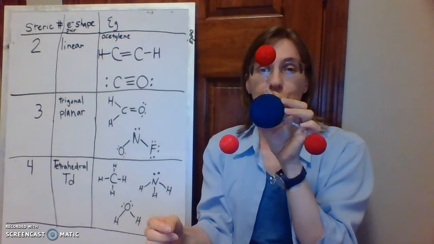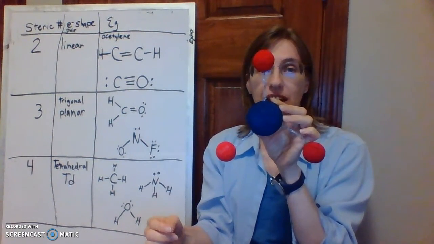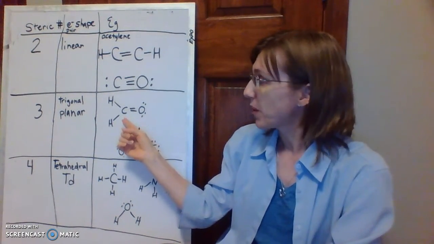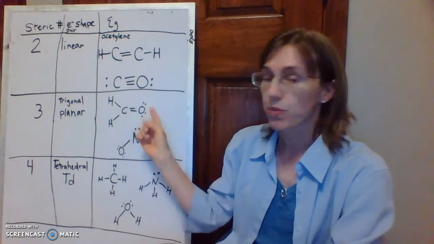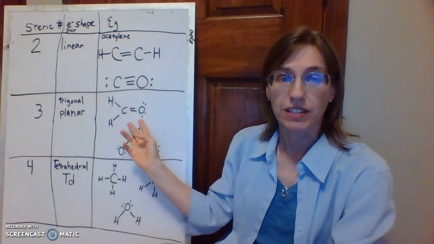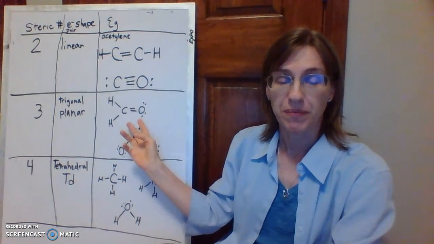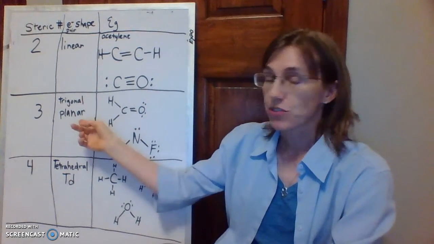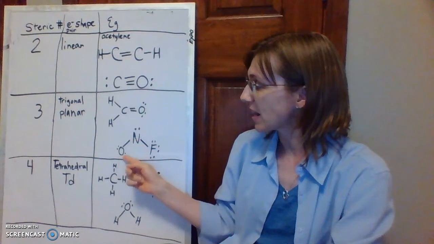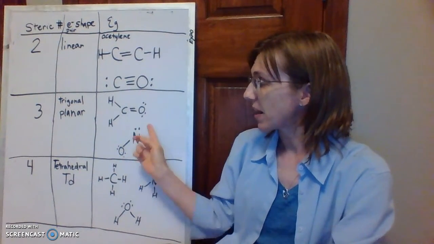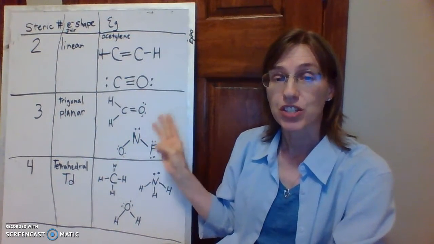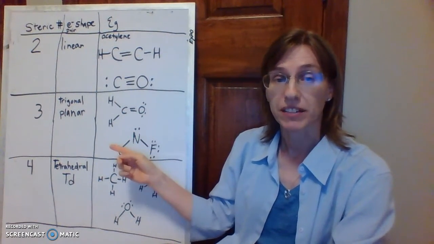Okay. So the trigonal planar examples would be something like this. Here we've got a central atom of carbon. We've got 1, 2, 3 groups hanging off of it. And so the steric number for this is 3. And therefore it's trigonal planar. Now we can also have a situation like this where you have 2 atoms that are hanging off of it and a lone pair. That still has a steric number of 3. And so the geometry is still trigonal planar.